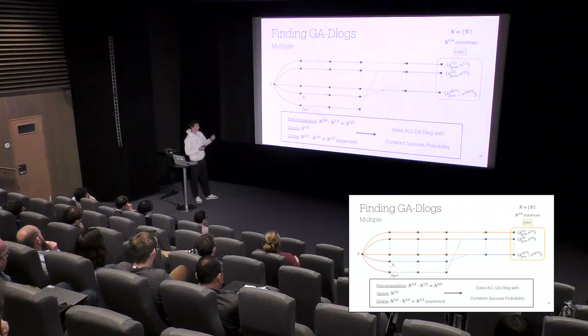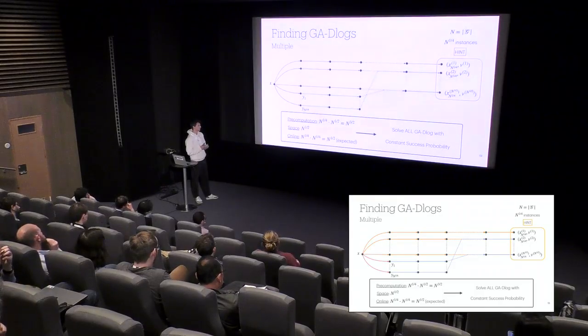And again, we can compute together the number of steps. The precomputation is n to the 3/2. The space is n to the 1/2, and the online time, the online number of steps, is expected n to the 1/2.